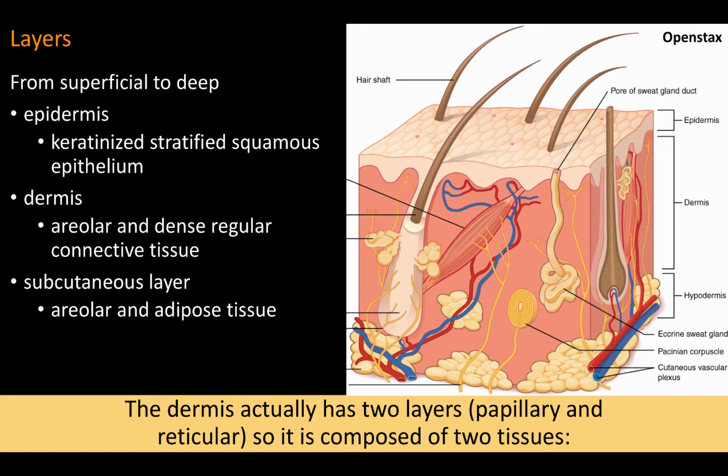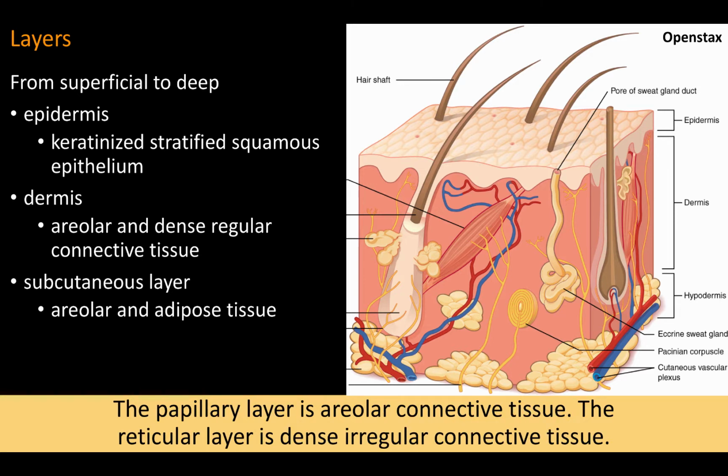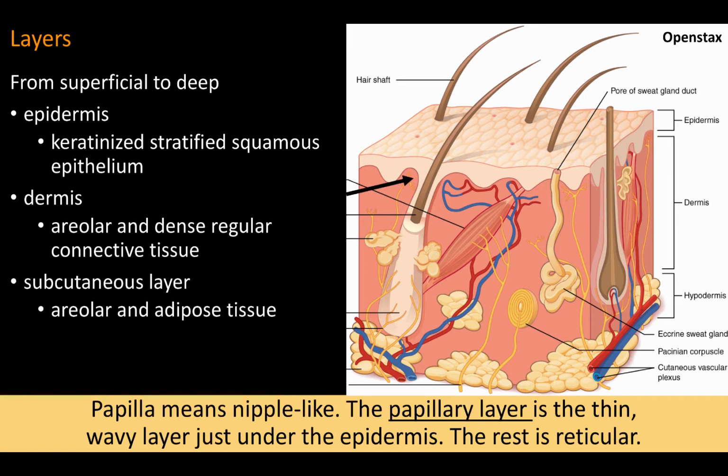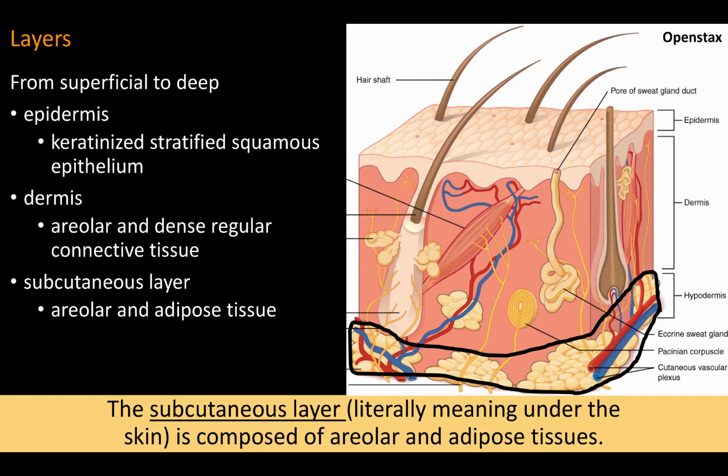The dermis actually has two layers, papillary and reticular, so it is composed of two tissues. The papillary layer is areolar connective tissue. The reticular layer is dense, irregular connective tissue. Papilla means nipple-like. The papillary layer is the thin, wavy layer just under the epidermis. The rest is reticular. The subcutaneous layer, literally meaning under the skin, is composed of areolar and adipose tissues.